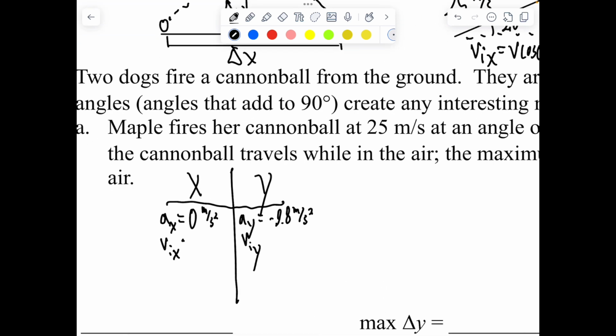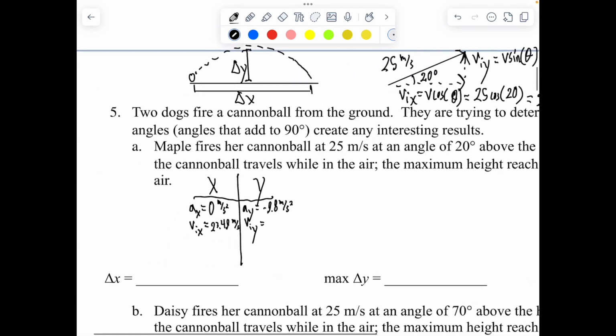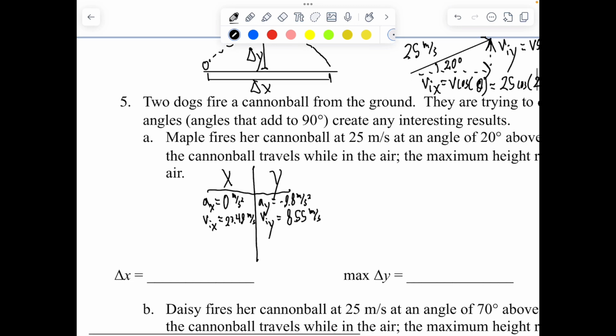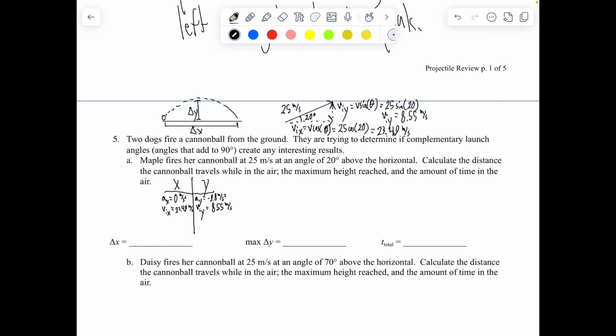Let's add that into our chart. It's right here. Initial velocity in the x, 23.49 meters per second. Initial velocity in the y is 8.55. Okay. We have our two variables. Now here, with our angle launch problems, this is where you have to think about what else you know, what else can you pull from the problem.